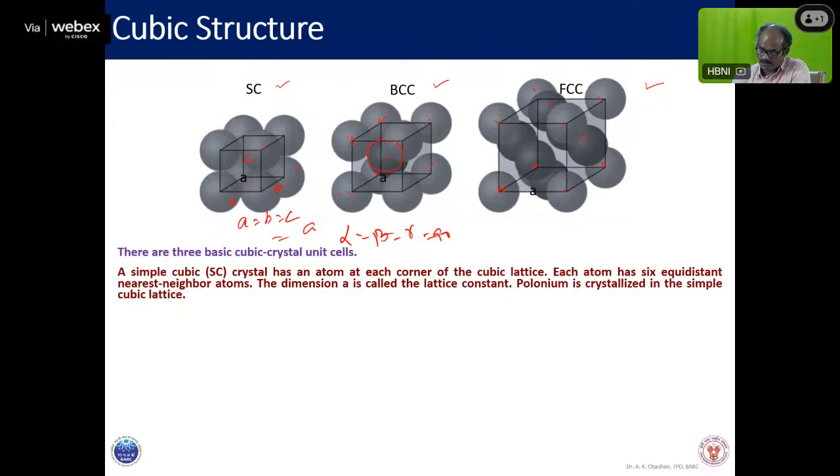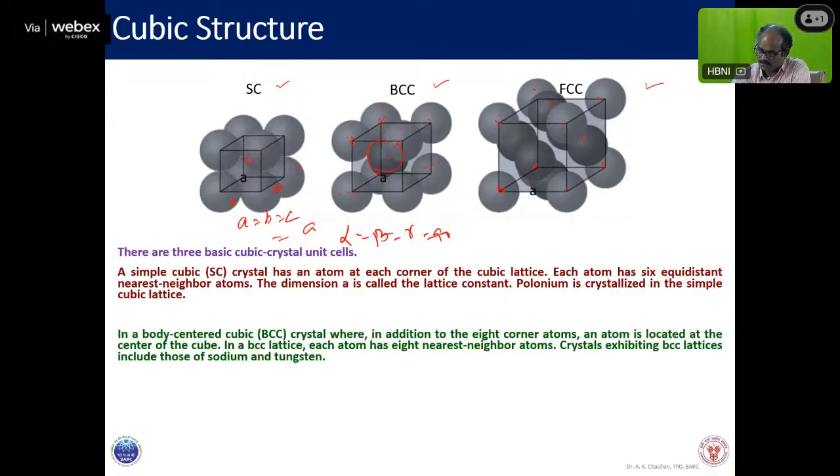So this is what I have just explained. Each atom in simple cubic has 6 equidistant nearest neighbors. The dimension A is called the lattice constant. Polonium crystallizes in the simple cubic lattice.